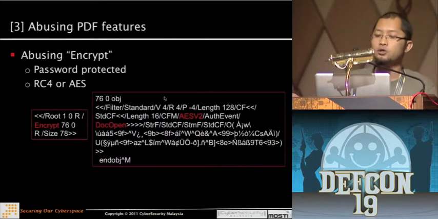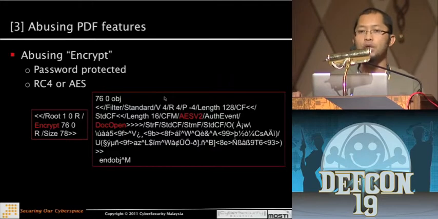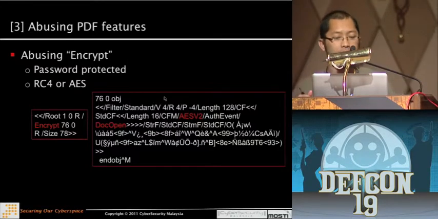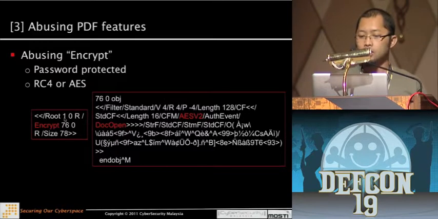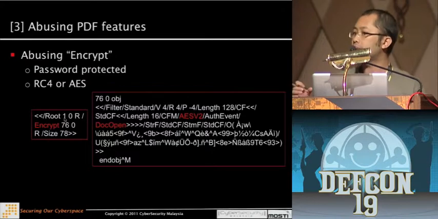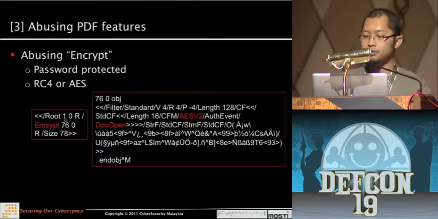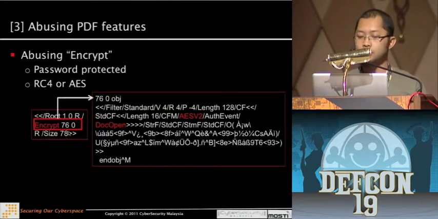Another interesting part is abusing Encrypt. When you have a secured PDF, you normally put password protection on it, right? If you do that, your streams and strings are going to be encrypted. In Adobe, they implement the RC4 and AES algorithms. On this one, when I mention Encrypt, it's not really about protecting the document itself, it's rather about protecting the stream. For example, /Root has an Encrypt dictionary, which points to object 76 over here. If you take object 76, its declaration says it is going to be encrypted with AES encryption.